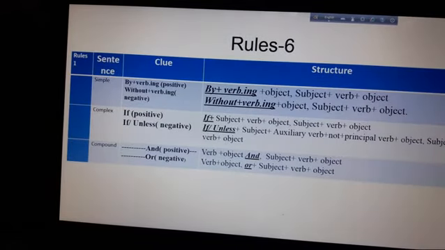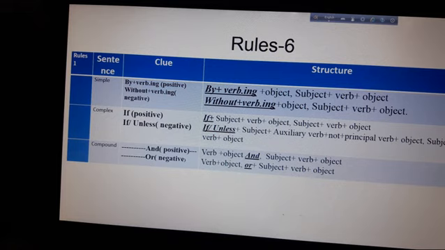In another rule, rule 6, there is use of by plus verb ing for positive, without plus verb ing for negative. If there is a simple sentence with by or without plus verb ing, then you can use a complex sentence. By, put up by or without, you can use if or unless. If by plus verb ing is positive, there is use of if plus a positive sentence. And for without plus verb ing, you can use unless or if. In any case you can use them, but the sentence is almost always negative. If you use if, there must be an auxiliary verb and not, but with unless there is no use of not, though the sentence is negative.